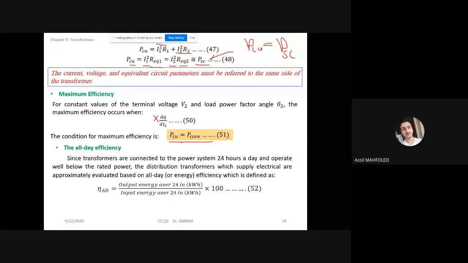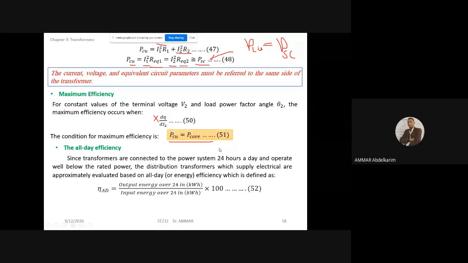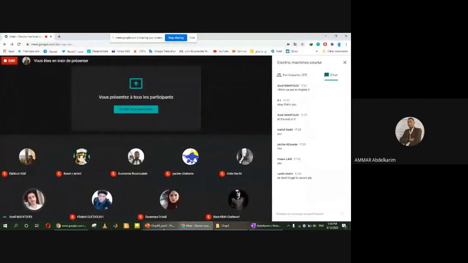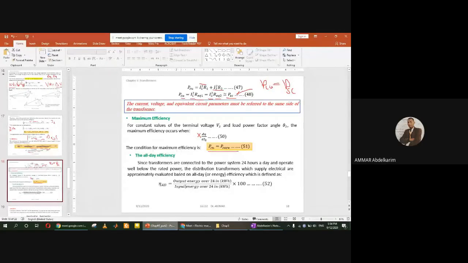Sir, can you repeat what you said about the derivative of the efficiency? Okay. The derivative here, this is the beginning of the proof, and this is the end of the proof. But the derivative needs to equal something, no? Normally it equals zero, no? Equal to zero, yes. I think something is missing. Normally it equals zero.